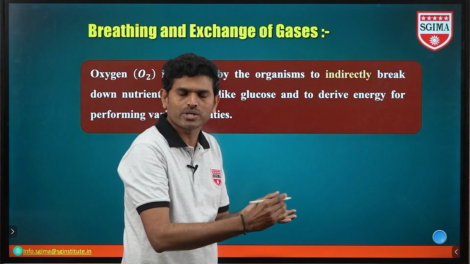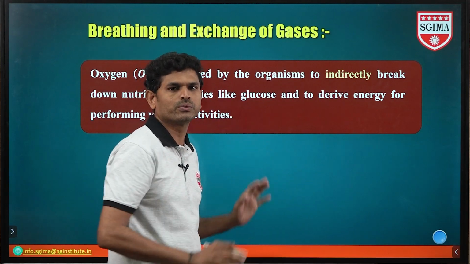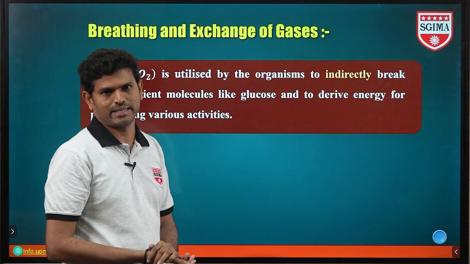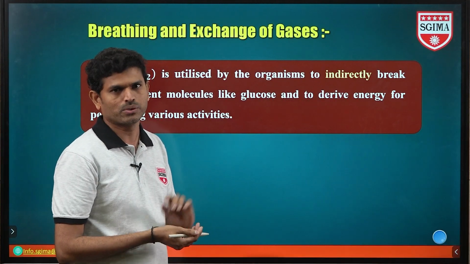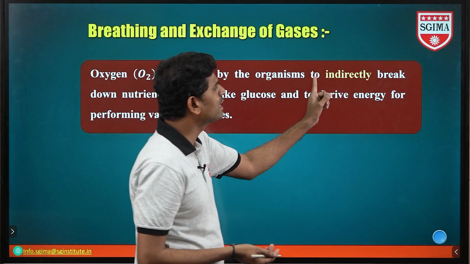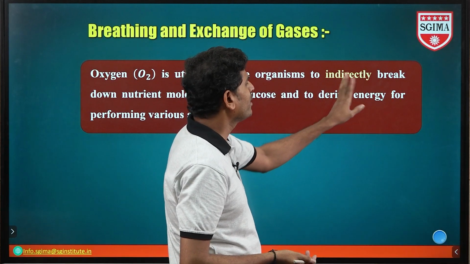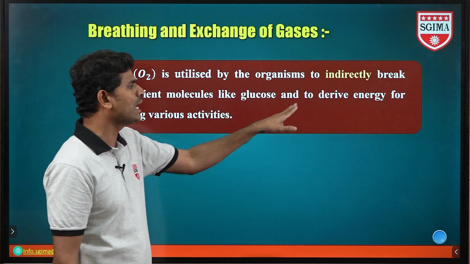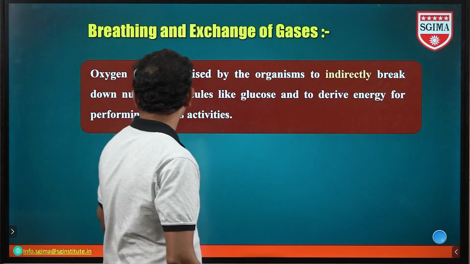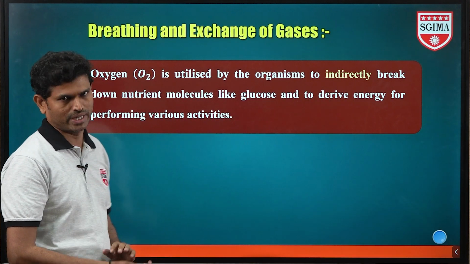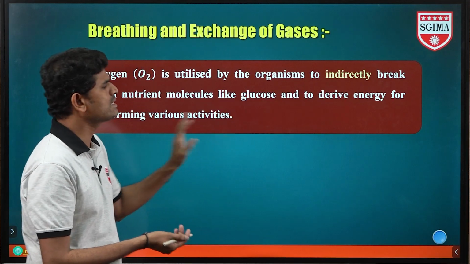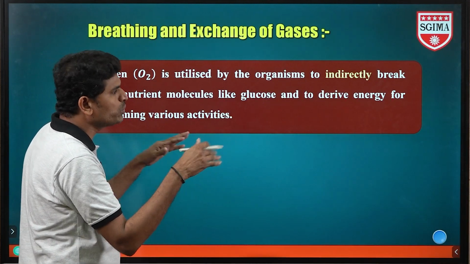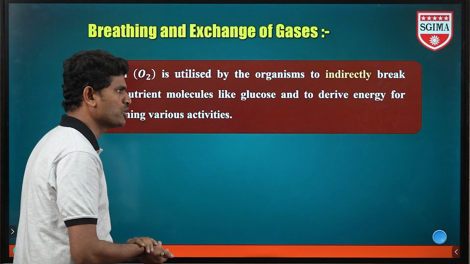So in the examination, we are going to consider that indirect may be changed to direct or indirect. There will be a chance to confuse, so be careful here. It is indirectly break down nutrient molecules like glucose and to derive energy for performing various activities. Let us see what they have given, and what we have to understand for examination purpose.